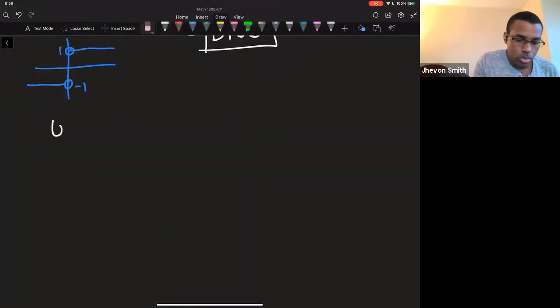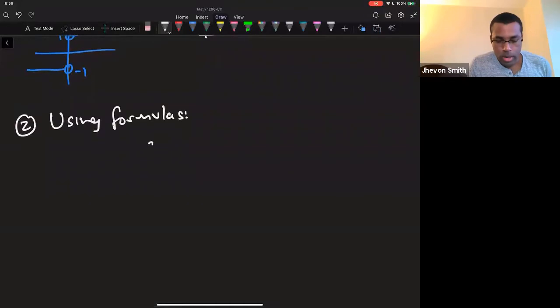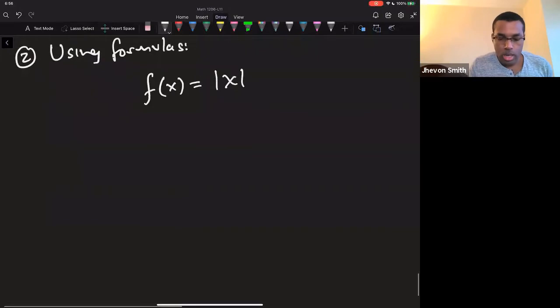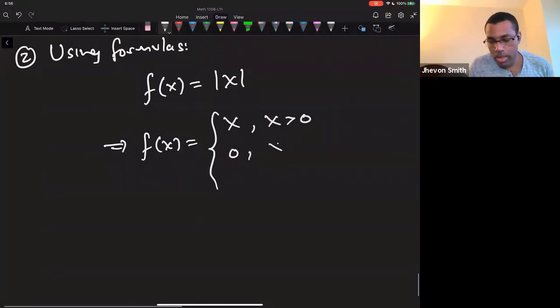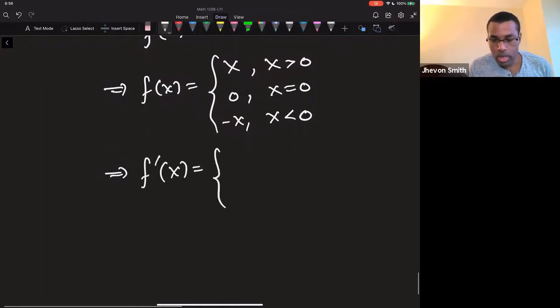I would say another way, this will be method 2, using formulas. So if my f of x equals the absolute value of x, that would mean that my f of x is equal to x if x is positive, 0 if x is 0, and minus x if x is negative, which means that my f prime of x is going to be 1 here, minus 1 there.